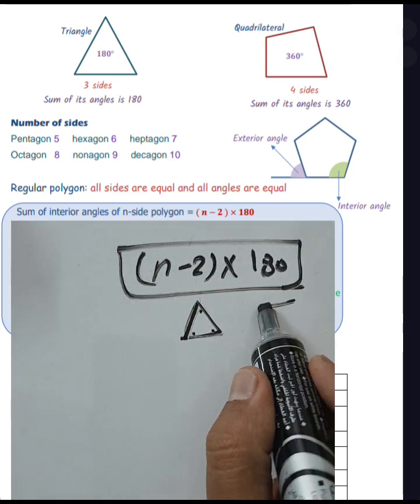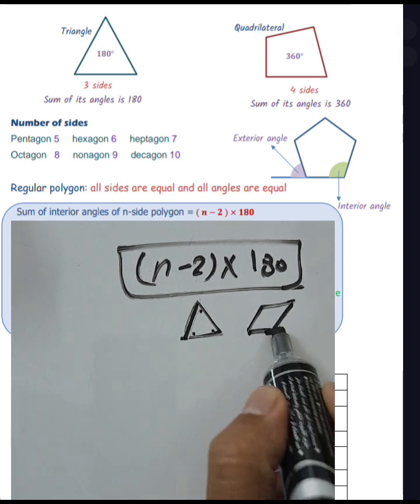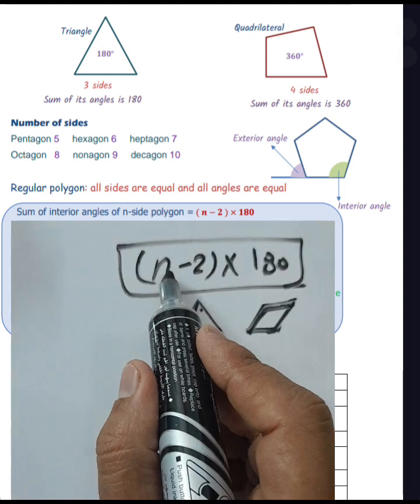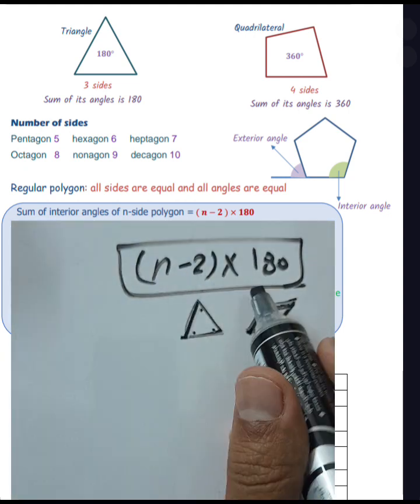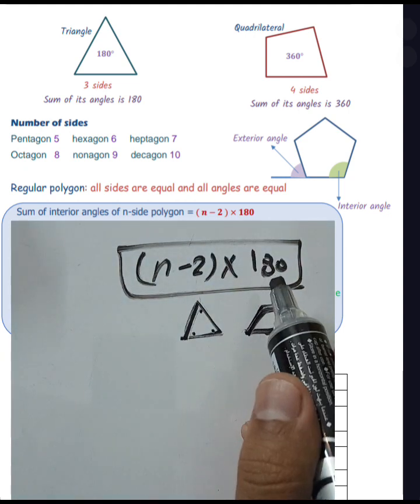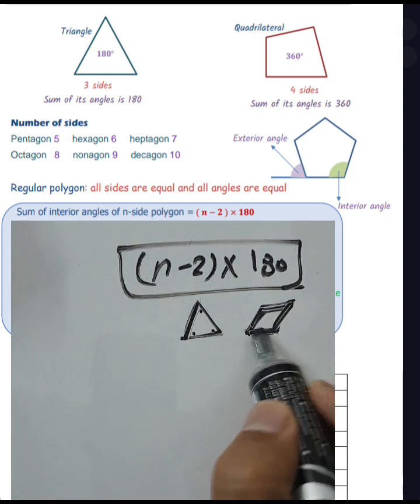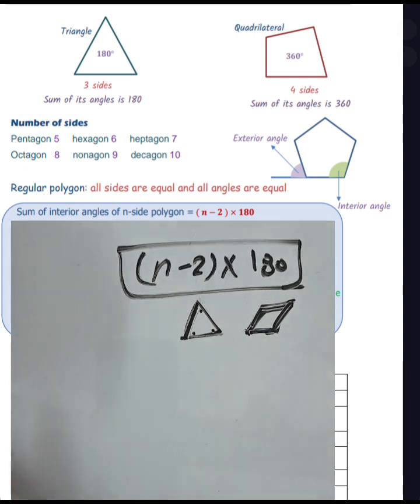And what about a parallelogram? The sum of interior angles here equals 360. If you put n equal 4, then 4 minus 2 equals 2, 2 times 180 equals 360. Then the sum of interior angles in this parallelogram equals 360.